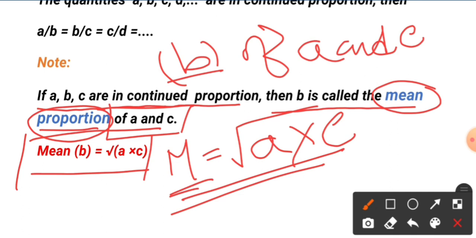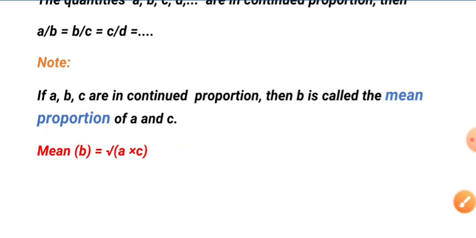So this is all about continued proportion and simple proportion. In this video, this much only.